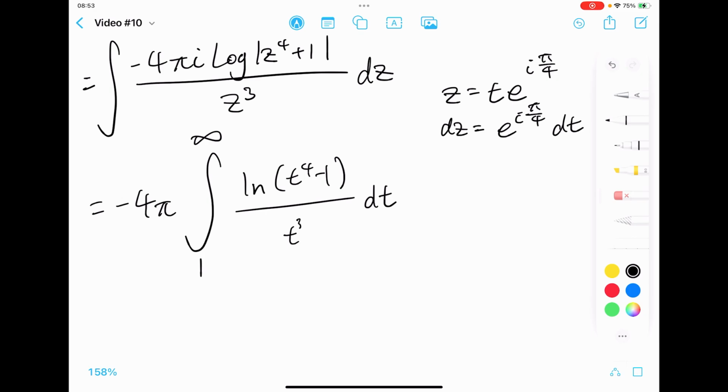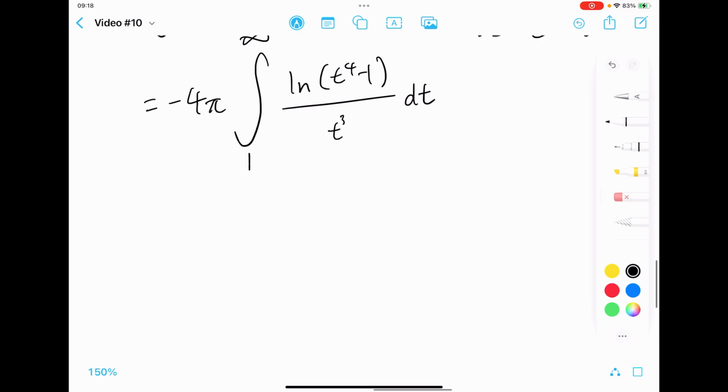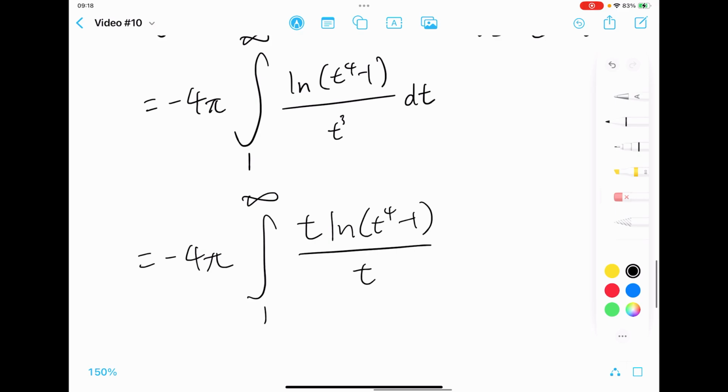So yeah, we have another bonus integral, I guess, and let's integrate this one as well. So what I'm going to do next is multiply by t on the top and bottom at the same time. And what that's going to do is generate a t to the fourth at the bottom and a t up top.